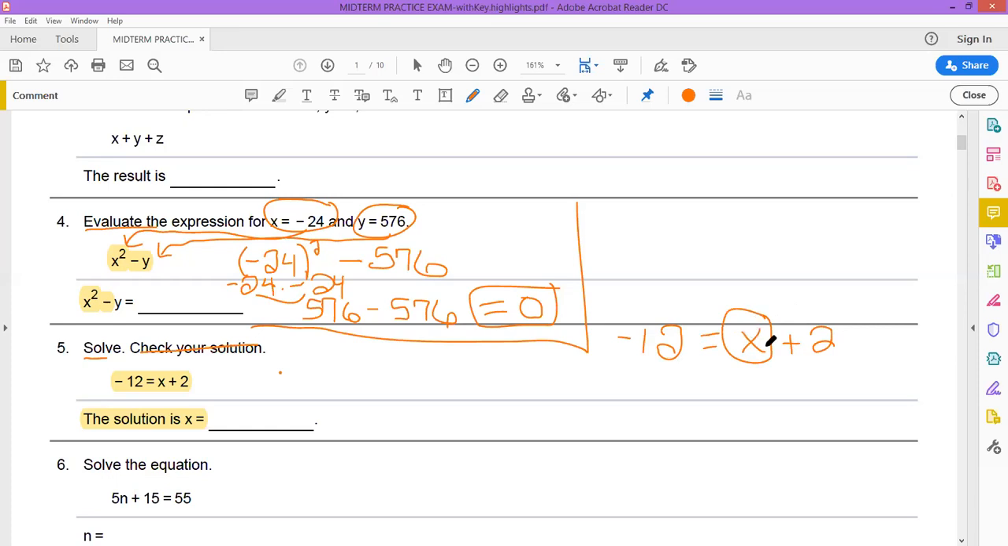In order to solve for x, we got to get rid of this 2. And remember, when I say get rid of it, that means shift it to the opposite side of the equal sign.